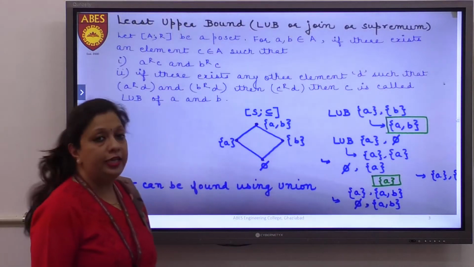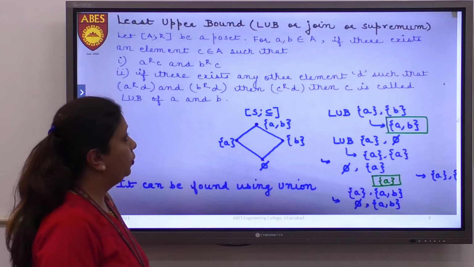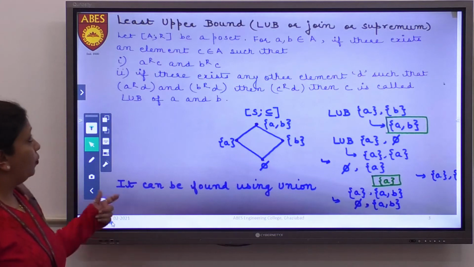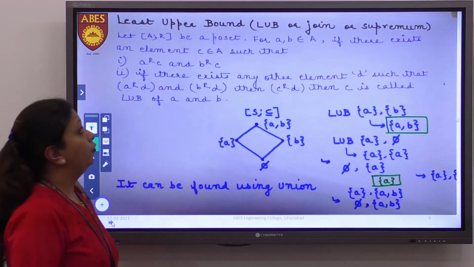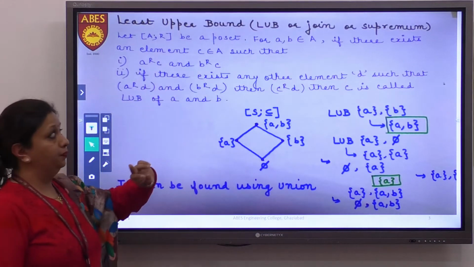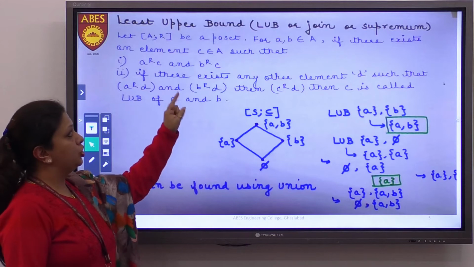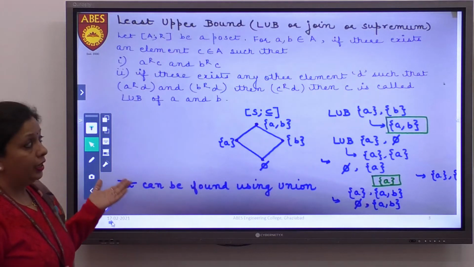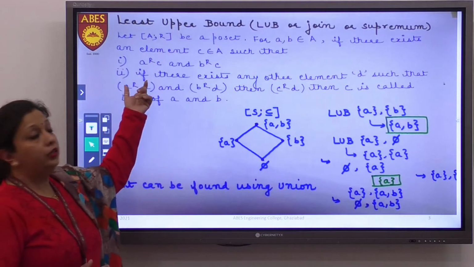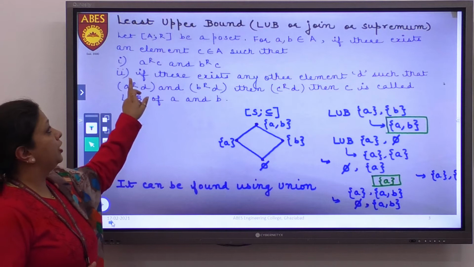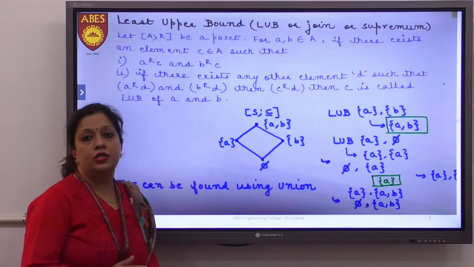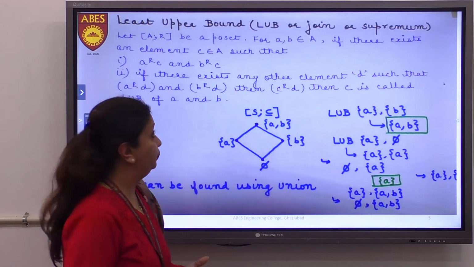Now when we talk about least upper bound, we also call it LUB or join or supremum. Now what exactly is it? We have a poset (A, R), and for a, b that belong to A, if there exists an element c that belongs to A such that a is related with c and b is related with c, we can call c an upper bound.